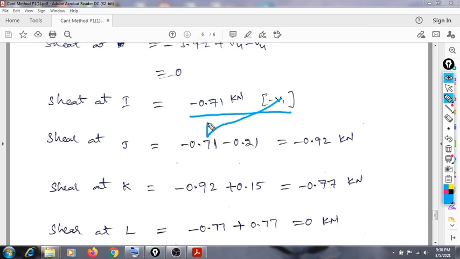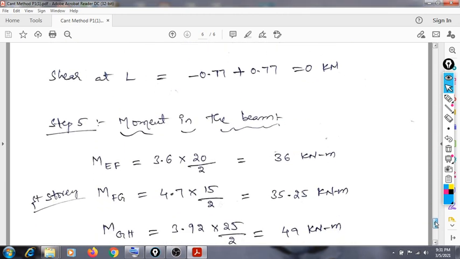Here when you look after, that is minus V1, shear at J will be minus this value, and minus 0.21, because minus 0.21 is also going away from J, and shear at K will be this minus 0.92 plus the force which is coming towards K. In the last step we have minus 0.77 plus 0.77, the last force, and we are having shear at L as 0.